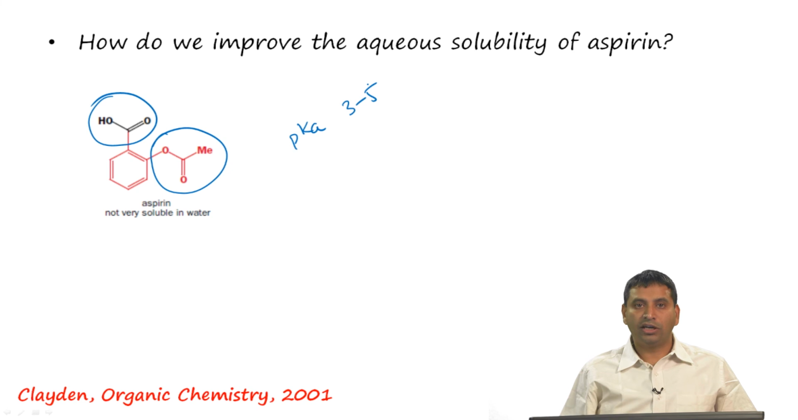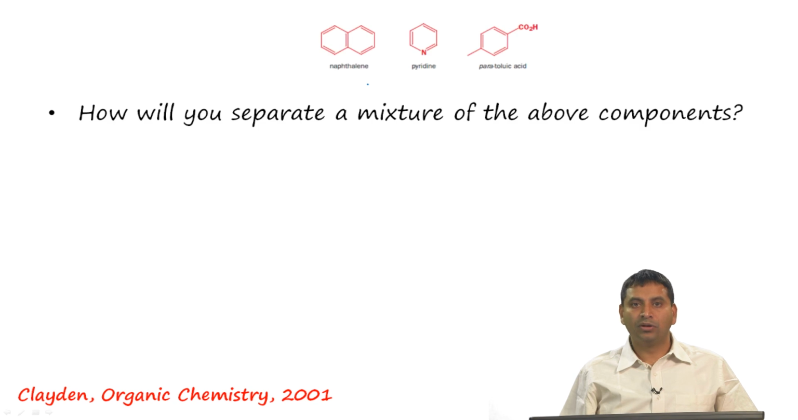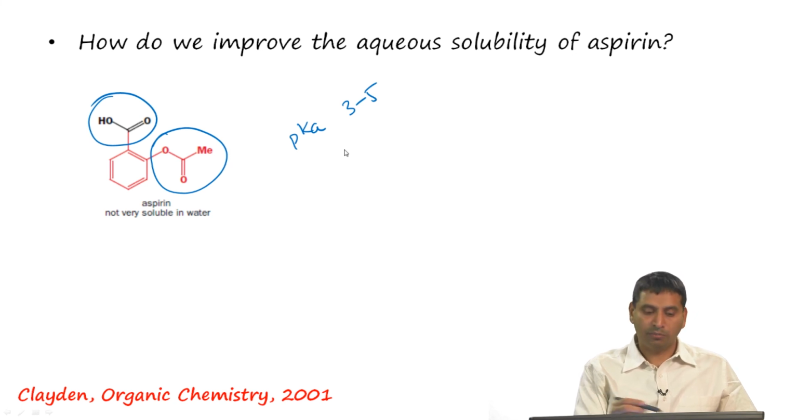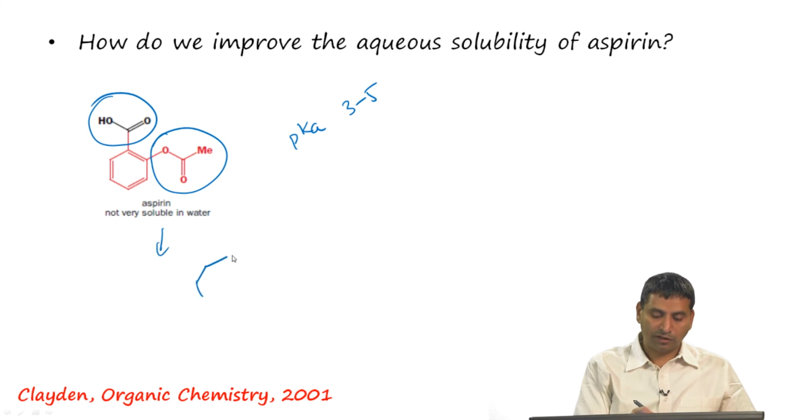So, if we were to make the medium slightly basic, or if the pH of the medium is a little bit higher than the pKa value, then it is quite likely that the carboxylic acid will be deprotonated. So, what we need to do is increase the pH, that is make it slightly basic, and then you can make it as a sodium salt of aspirin, which will be freely soluble in water.